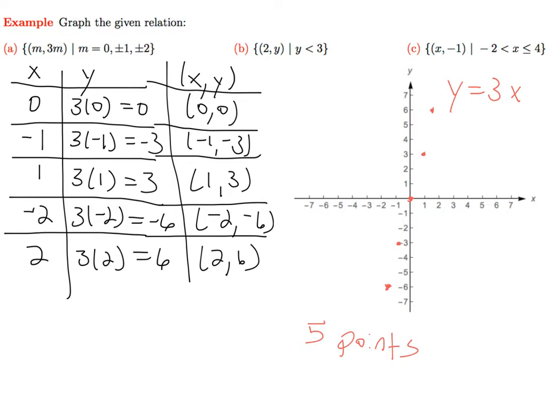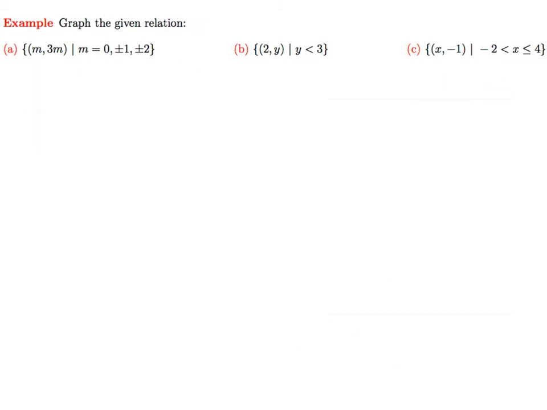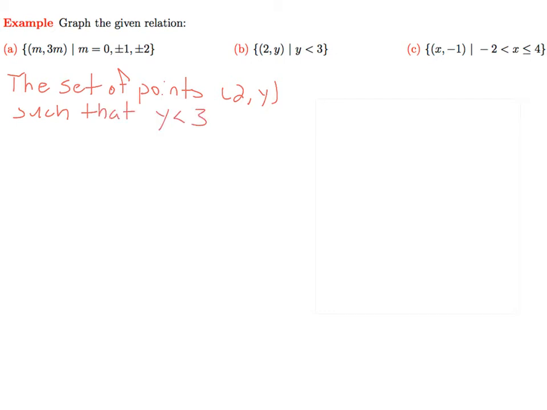Okay, next let's go on and take a look at part B. In part B, we have the relation up here, which is given in roster method. And so verbally, we could pronounce this as the set of points (2, y). That vertical bar we pronounce as such that y is strictly less than 3.